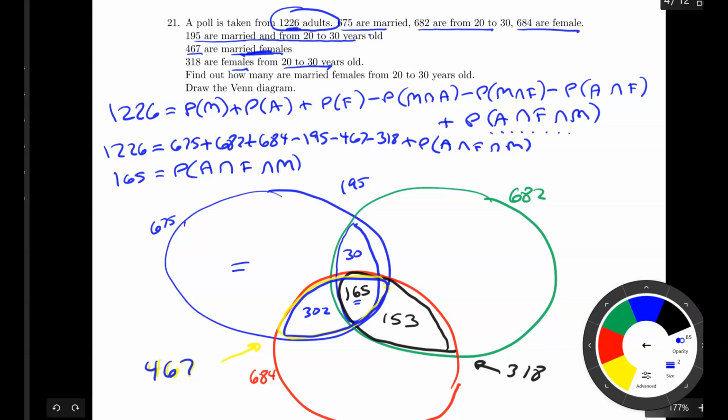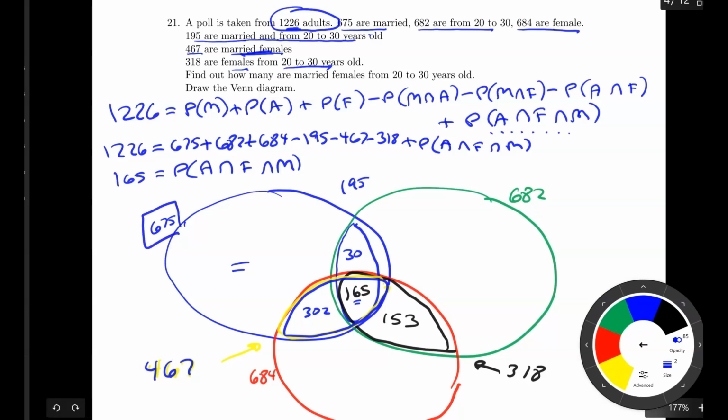All right, so now I get to go figure out how much is left here. So it has to all add to 675. And I've got 165, and I've got 30, and I've got 302, so there must only be 178 left, because all four of these numbers have to add to 675. Okay, so here I've got 153, 165, 30, and it's supposed to add up to 682, so that leaves me 334. So in the red, these all have to add up to 684, so that's just 64 left.